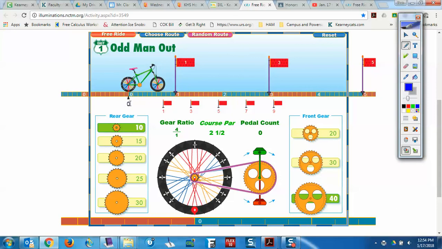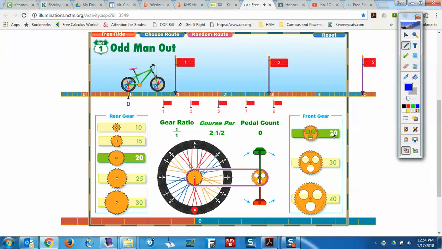So I want to go 1. Okay? So what do I have to set my gear ratio at to go 1? Now remember, I'm only going to go half a pedal, and the par is how many times you have to go half a pedal, right? So 2.5 pedals. Okay? So when I hit it, it's going to go half a pedal. So at half a pedal, how can I go 1? What would I need? 20 here? No, 20 here and 10 here. So half a pedal, this goes around half, that should go around 1, shouldn't it?